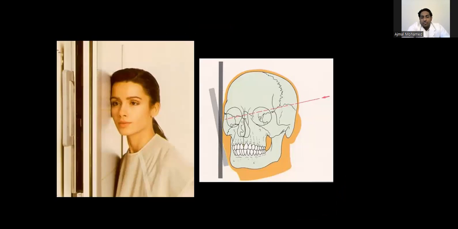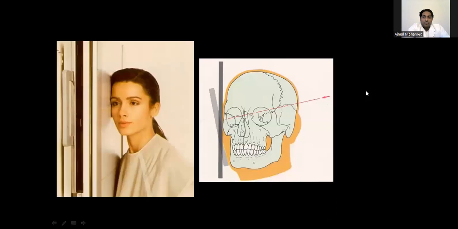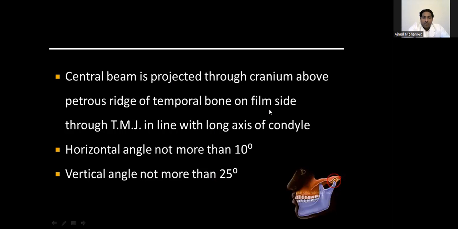So this is the position of the patient. The patient has to sit upright or stand upright. We keep the X-ray film on one side, and we project the X-ray from the opposite side. You can see how the X-rays are coming from the opposite side. And why is it called transcranial? Because the X-rays coming from the opposite side pass through the cranium. That's why it is called transcranial.